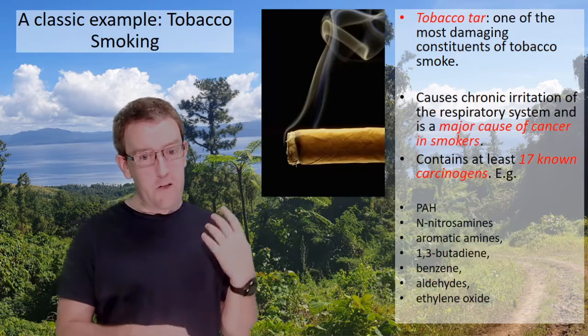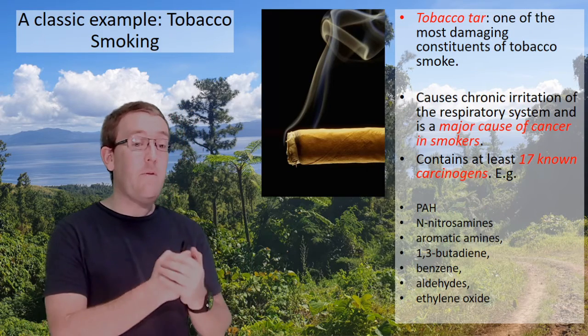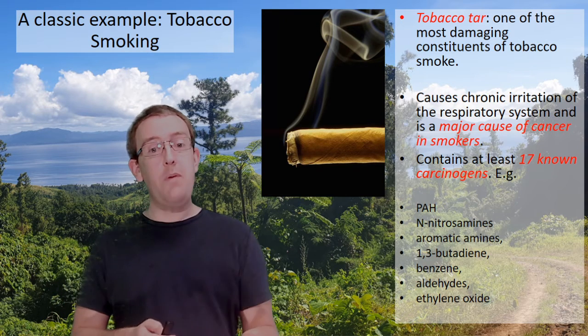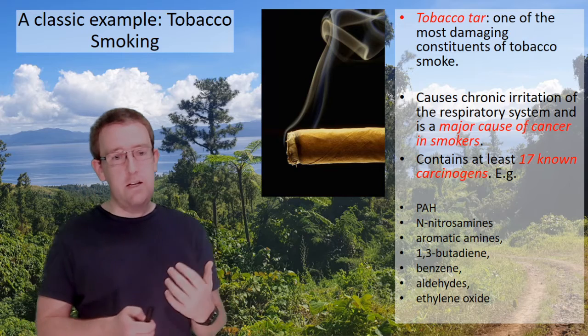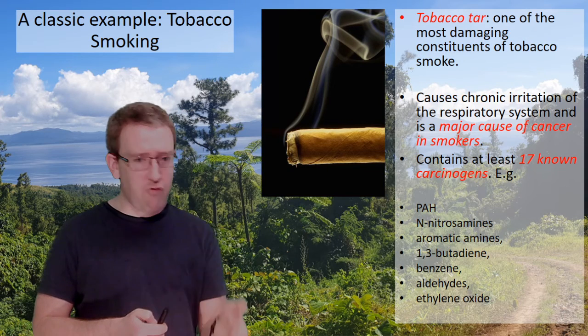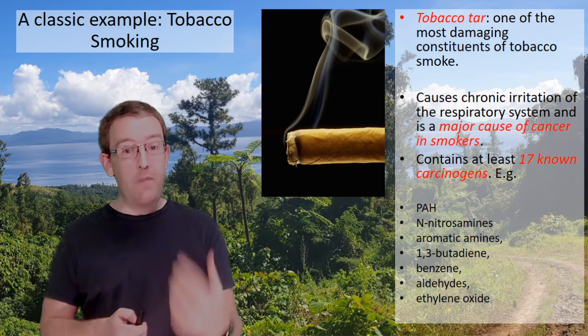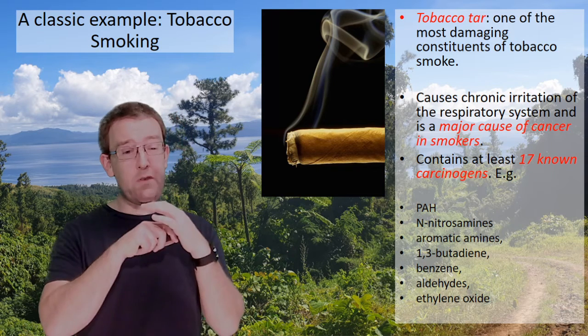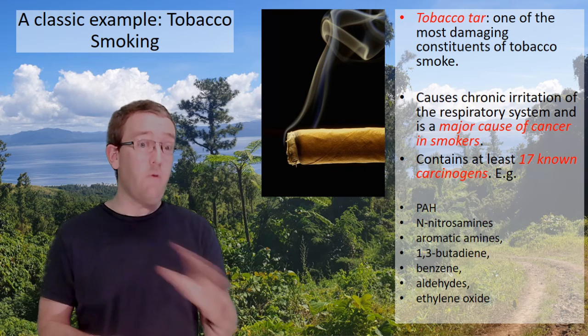Right, so moving on, I would be surprised if anyone didn't get this. This is probably the number one thing that will come up on your list, which is tobacco tar. It's one of the most damaging constituents of tobacco. Smoke causes chronic irritation of the respiratory system. It's a major cause of cancer in smokers. It contains at least 17 known carcinogens. So if you take nothing else from this lesson, it's don't smoke.